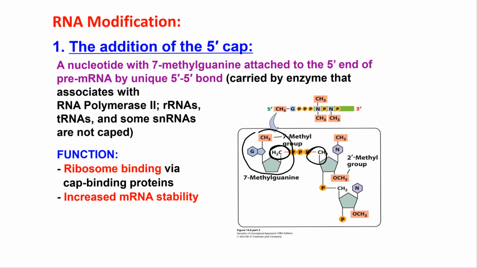So basically, ribosomal RNA, tRNA, and small nuclear RNAs do not associate with this enzyme, and therefore they are not capped. So what is the function of the 5' cap? As we mentioned before, there are cap binding proteins which recognize the cap in the cytoplasm, and these cap binding proteins bring mRNA into ribosomes. They mediate attachment of mRNA to ribosomes. So the 5' cap is very important for mRNA binding to the ribosome for initiation of translation. It also increases stability of mRNA.